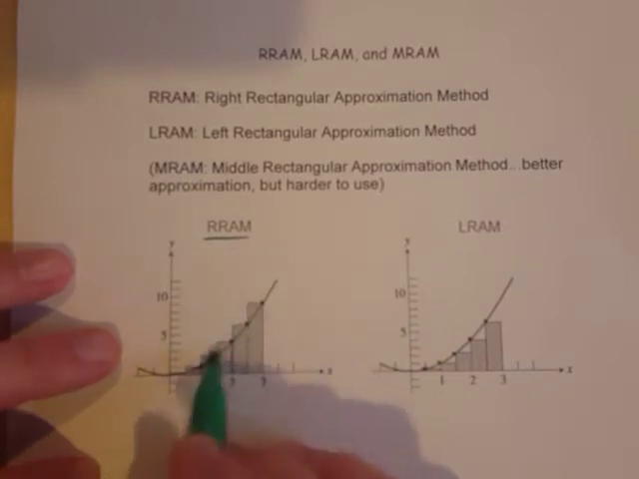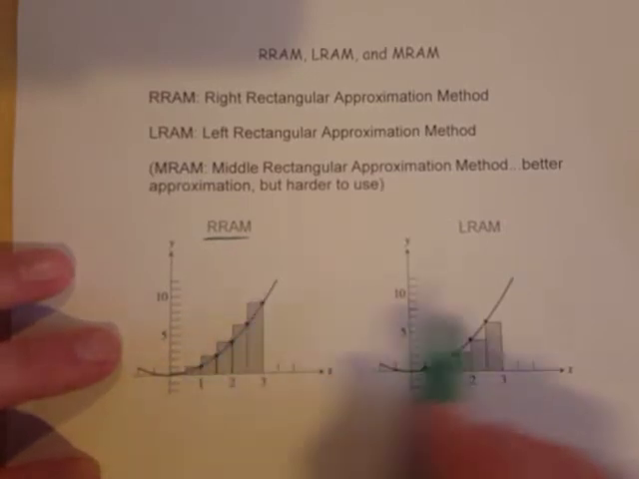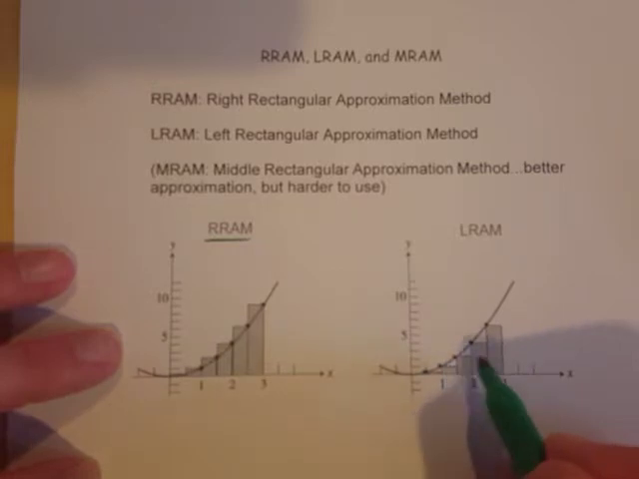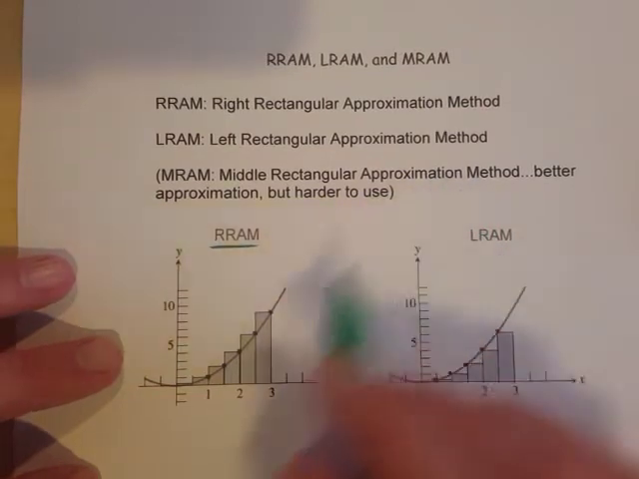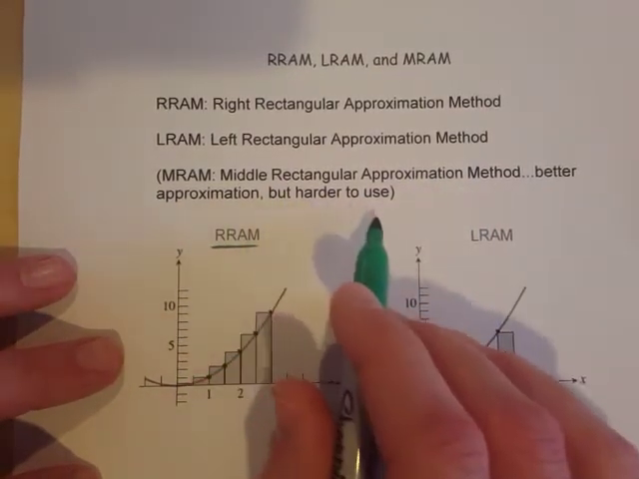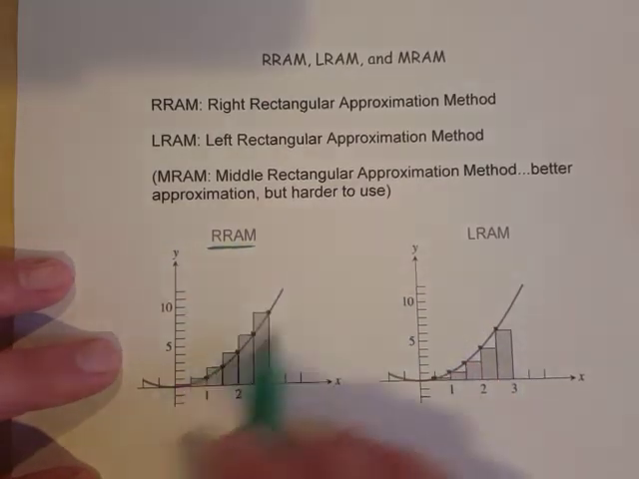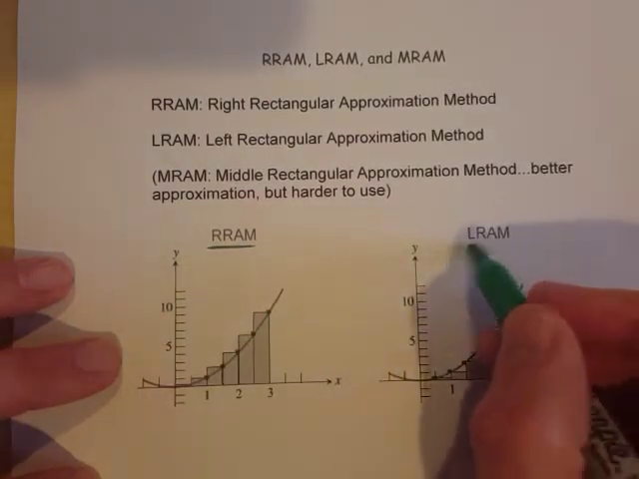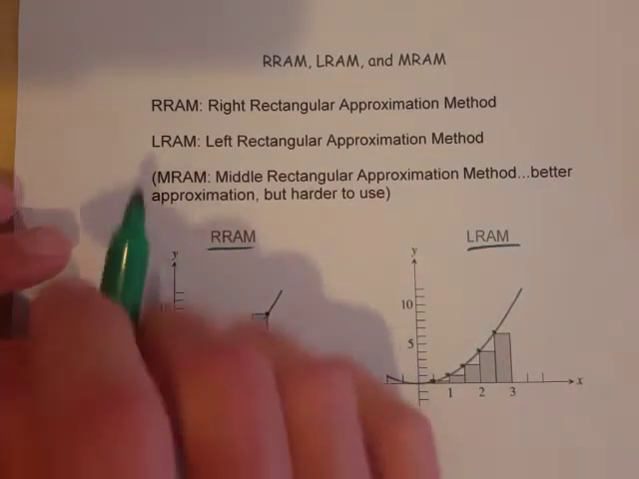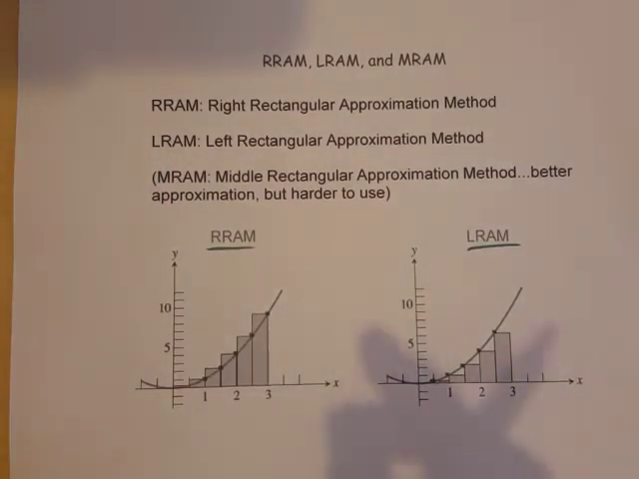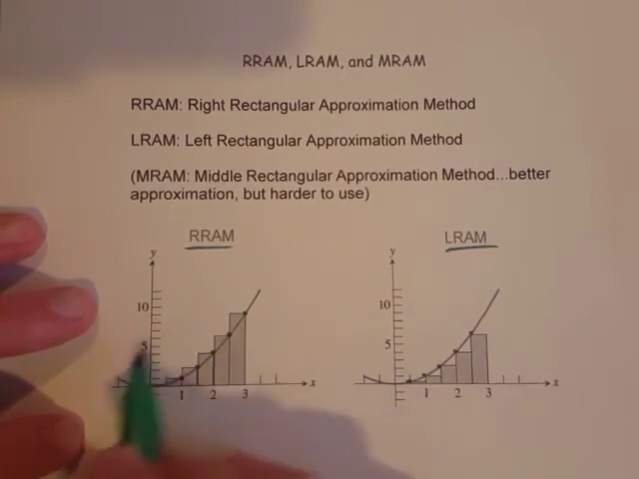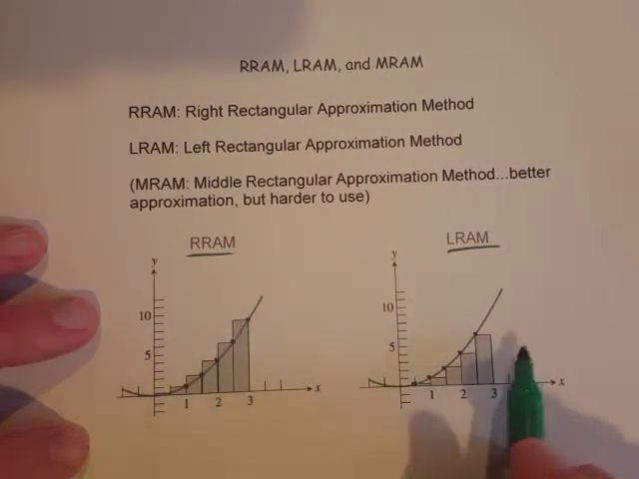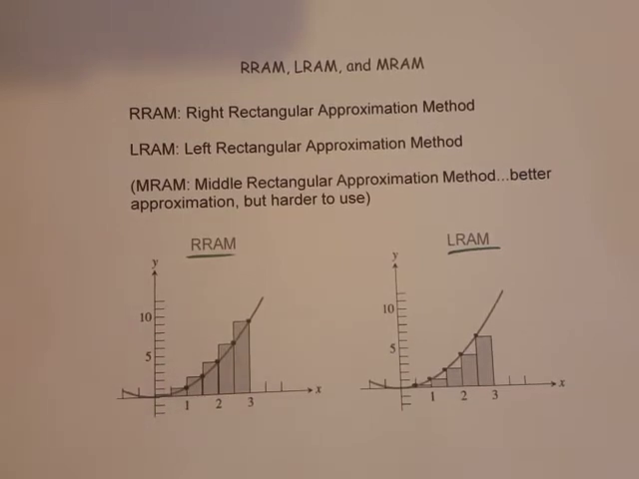As you'll notice, in this case the RRAM is a bit of an overestimate, the LRAM is a bit of an underestimate, and so sometimes they use this MRAM, which takes basically an average of the two, which is a better method, but it's a little bit more difficult to line up the points. So generally it's just one of these two that we'll be using. With RRAM and LRAM, we want to get those rectangles as small as possible to get better approximations, but part of what we're going to do is talk about in specific examples which one you're going to use. That will have an effect on the answer that you get.